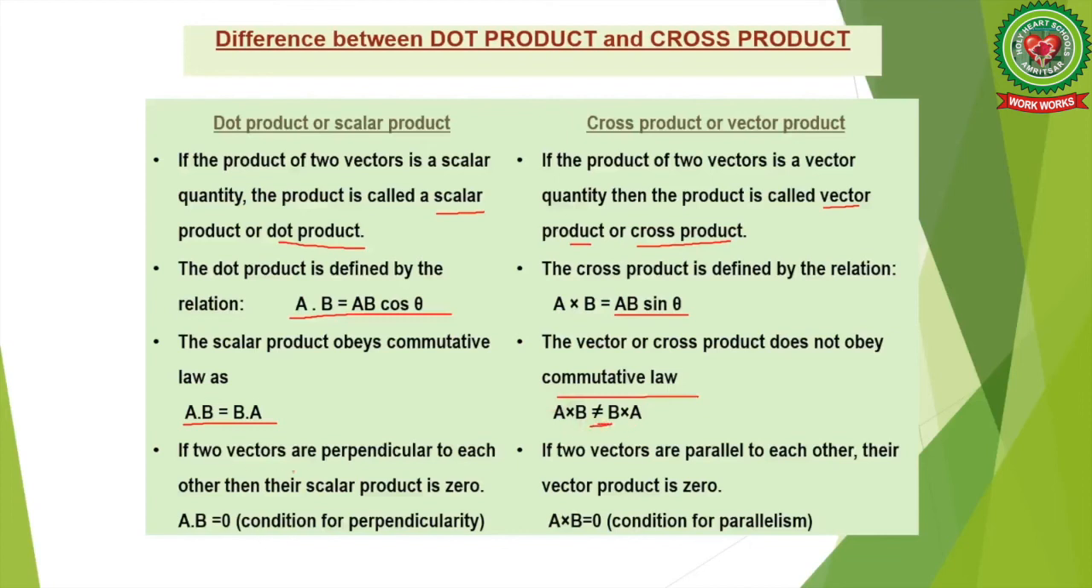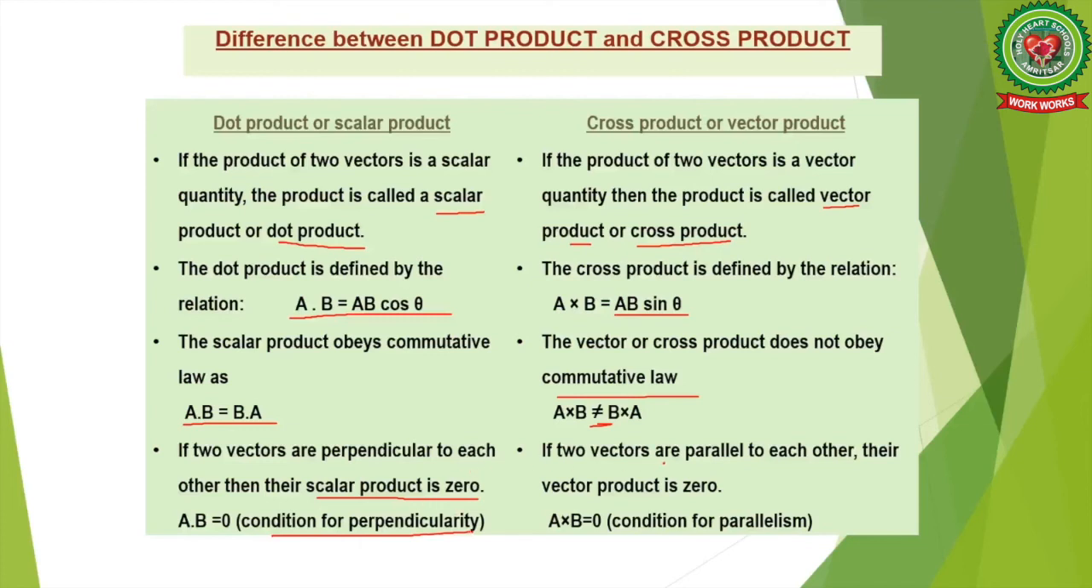If two vectors are perpendicular to each other, then their scalar product is 0. It is a very important identity to prove that two vectors are perpendicular to each other, that their dot product should be 0. If you are getting a dot product 0, it means that these two vectors A and B are perpendicular to each other. This is called condition for perpendicularity. It is important. Most of the questions come on these conditions only.